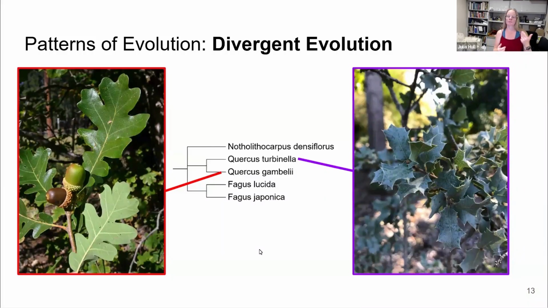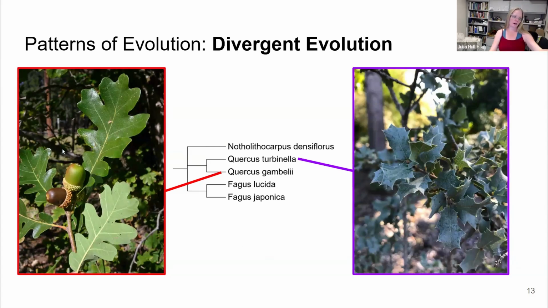So we're going to talk about two patterns of evolution. And the first one we're going to look at is divergent evolution, where we're going to have two species that share a common ancestor that experience different evolutionary pressures in the different populations. And those traits of that original population are going to diverge.